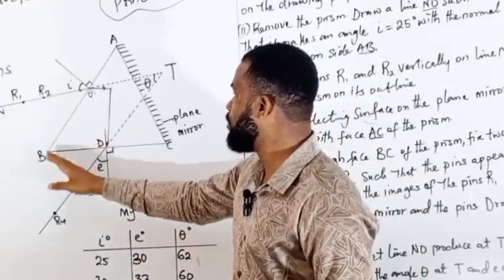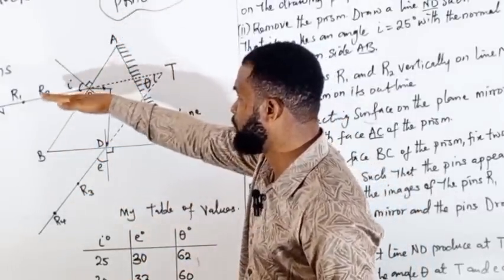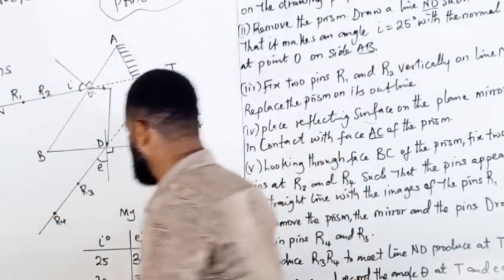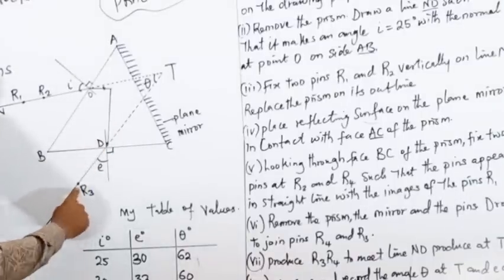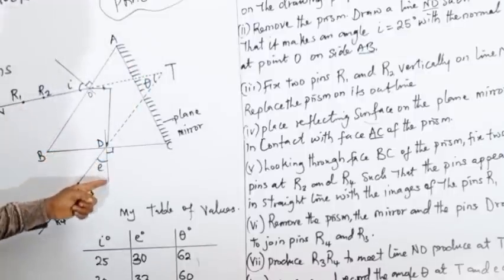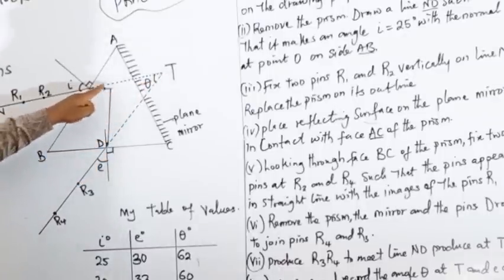And then when you fix this, then later place your mirror. Where is the mirror? Yes, the plane mirror. You place it at this place. Then stay here and view. Whatever you see, you put the pins R3 and R4. Then join the line. Draw your perpendicular line. Make angle 90. Produce this to T. Then measure this angle theta.